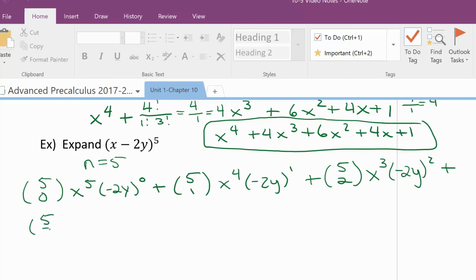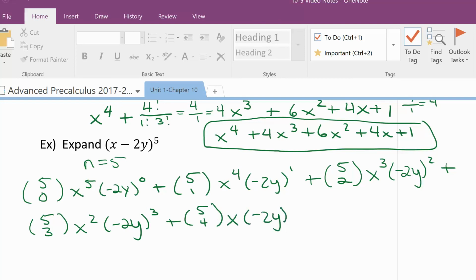plus 5 choose 2, then it's x to the third, negative 2y squared, plus 5 choose 3, and then it's x squared, negative 2y to the third, plus 5 choose 4, x, negative 2y to the fourth, plus 5 choose 5, x to the 0, negative 2y to the fifth.